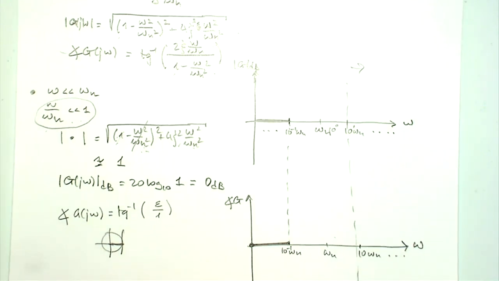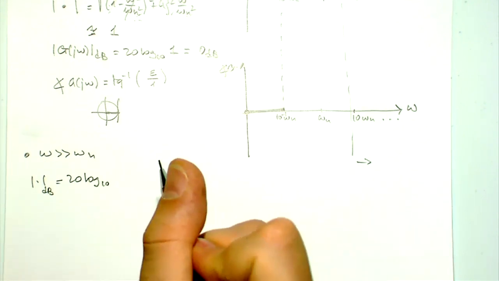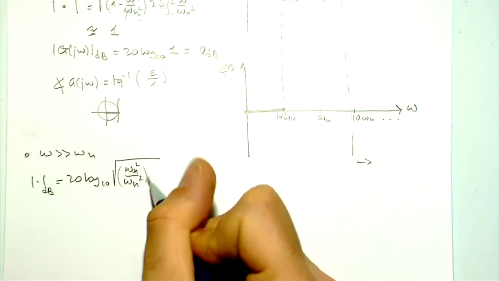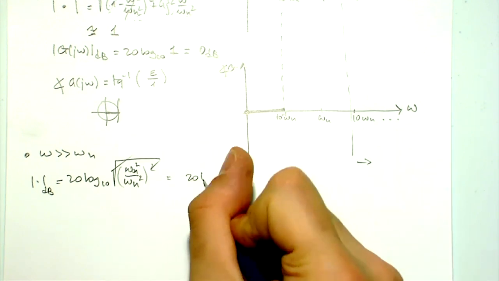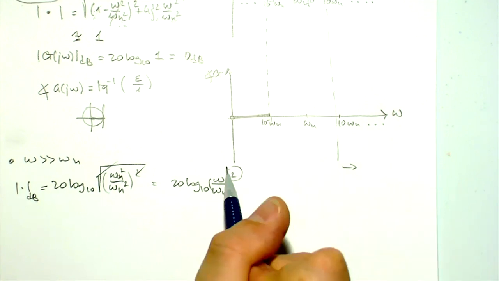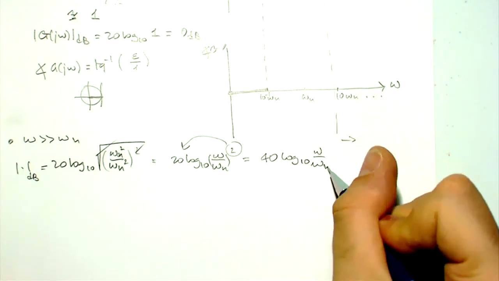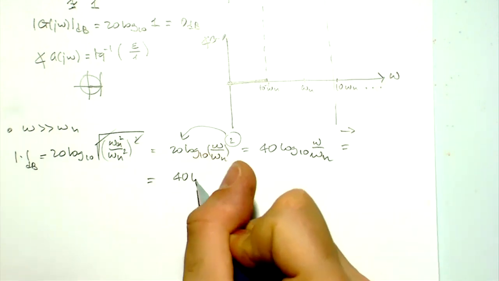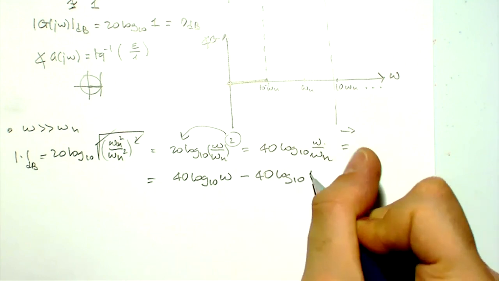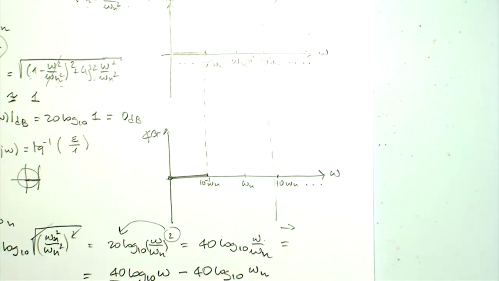So if we express it in dBs, we've got 20 logarithm base 10 of what? Of basically the root of omega over omega n square. The roots go away. This becomes 20 logarithm base 10 of omega over omega n, and we can express it squared like this. Why? Because we like to take this coefficient and bring it in front. So this becomes 40 logarithm base 10 of omega over omega n, which is equal to 40 logarithm base 10 of omega minus 40 logarithm base 10 of omega n. So this means that at high frequencies, note that this is twice as much as the gain we had for the monomial term.